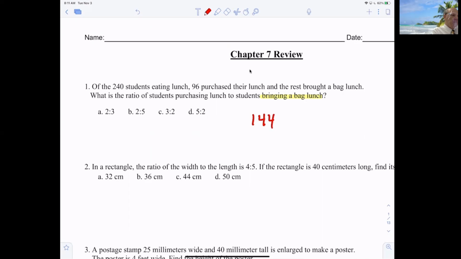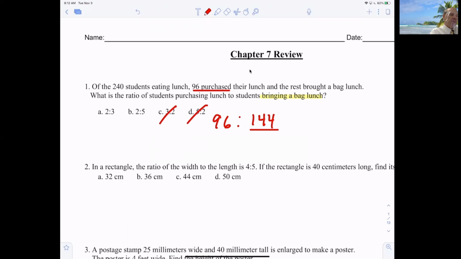And the people who purchased lunch, wait a minute, 96 purchased their lunch. Yeah, so it's just 96 to 144. Is that right? Write a ratio purchasing lunch to those who brought a bag lunch. Does that make sense? Yeah. And then it's got to be less than 1, right? So it can't be those.